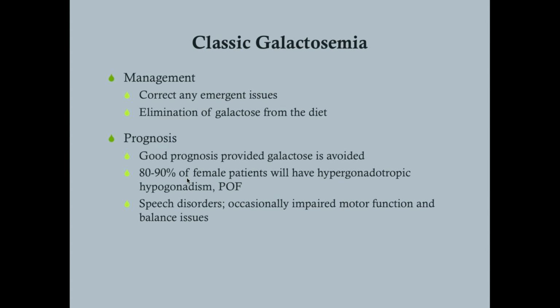For some reason, 80 to 90% of female patients with classic galactosemia will have a hypergonadotropic hypogonadism, and they will ultimately go into premature ovarian failure. Most of these patients will be infertile. And then speech disorders tend to happen in most of these patients because of some residual brain damage, and then occasionally they will have some impaired motor function and balance issues.